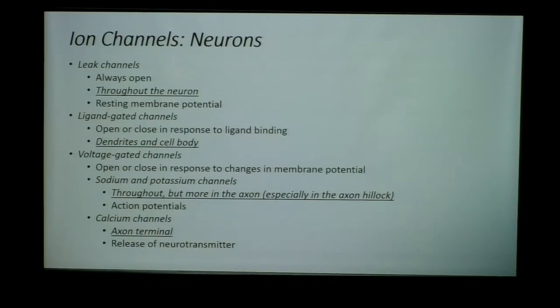Let's speak about all the channels that we've encountered, and let's talk about the voltage-gated ones. We haven't spoken about voltage-gated channels so far. We've spoken about leak channels, right? These are channels that are always open. They're throughout the entire length of the neuron, and they're most significant in establishing the resting membrane potential. We just drew that out and saw how those potassium channels and that sodium channel were critical in establishing the resting membrane potential. So those are our leak channels. Then there are ligand-gated channels.